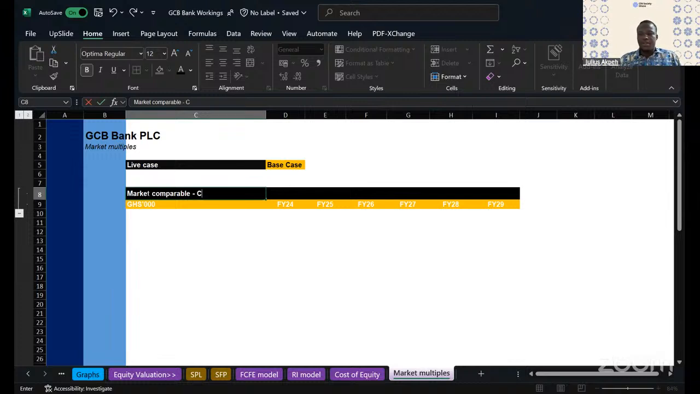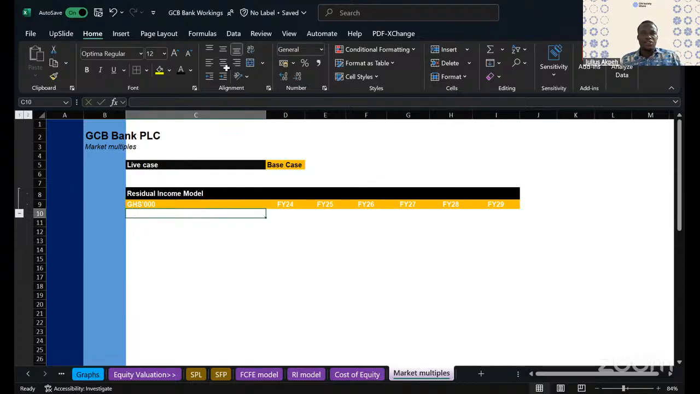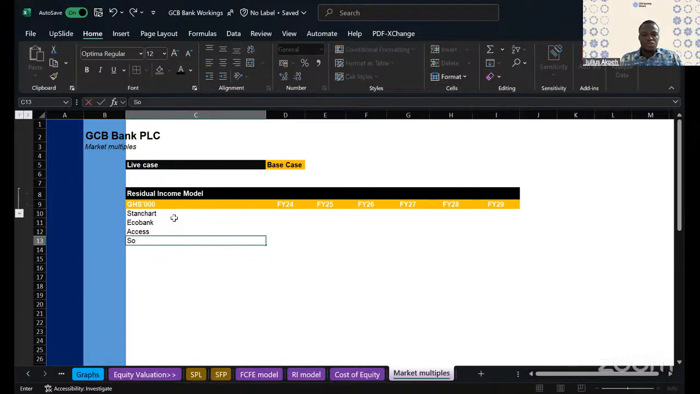But let's say, okay, well, let's list the banks. So comparable universe. So we have Standard. Standard is listed. I have EcoBank. I have Access Bank. I have Société Générale.